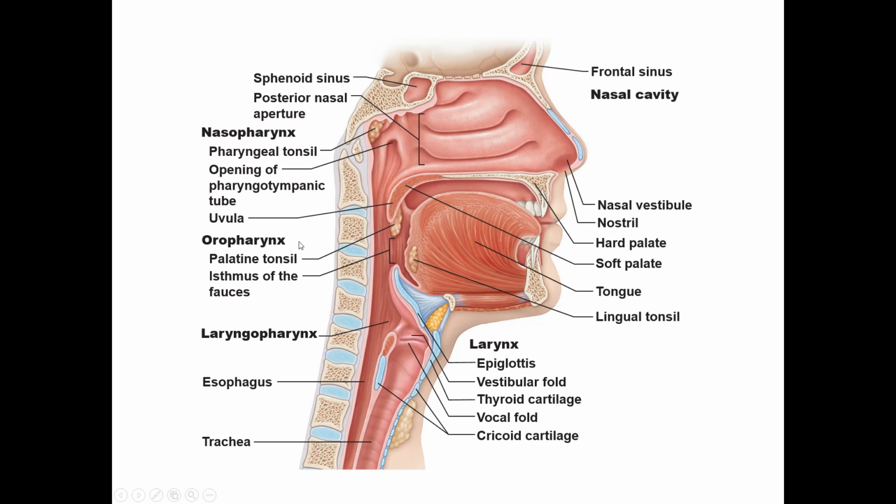In the oropharynx, you have the palatine tonsils, one on either side. I showed you those getting removed in a previous video back in, I think, the lymph system. The isthmus of fauces is just the opening from the mouth to the pharynx. So when you swallow food, it goes down through that so that you can come down here. Lingual tonsil is at the back of the tongue. You got your tongue, you got your hard palate, all that jazz.